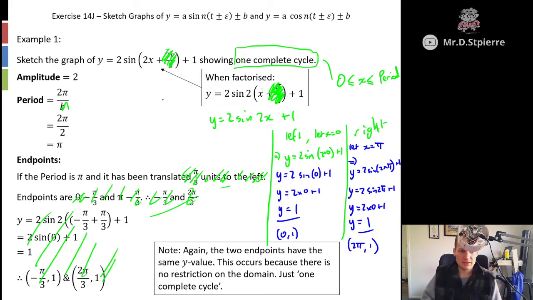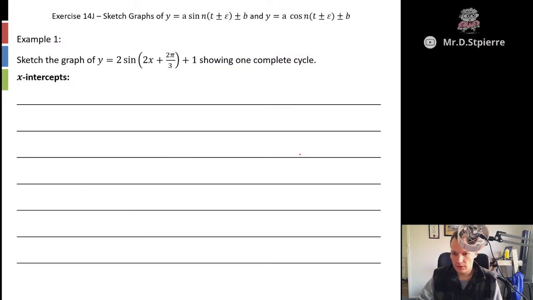Now, it actually makes sense that, I can get my red, that is 1 and that is 1, that they're the same value, because we're doing one complete cycle. So we're letting the graph repeat itself, and we know a sine graph is like that, and one cycle, it's going to get back to the same vertical height. Okay, so sketch the graph y equals showing one complete cycle.